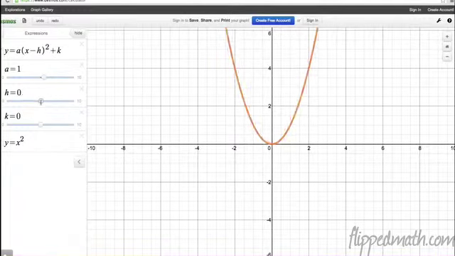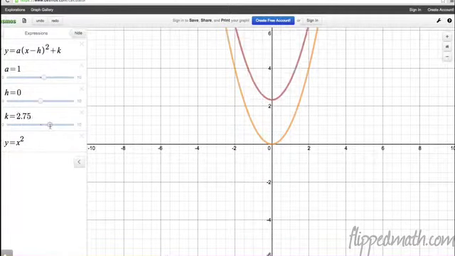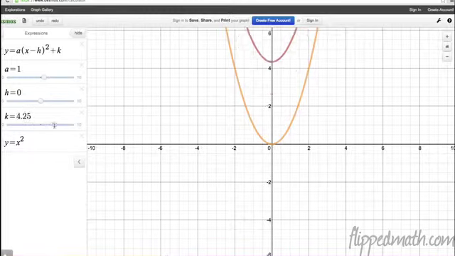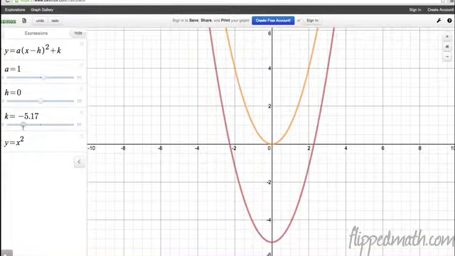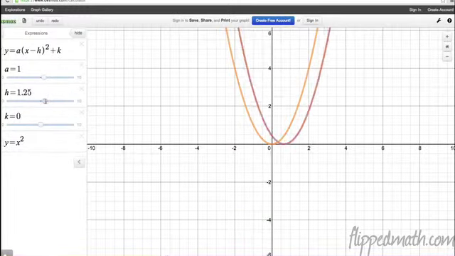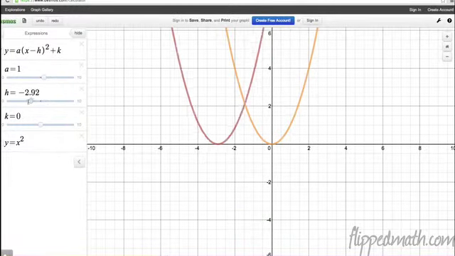Let's see what we have with k. What does the k do? When I slide the k positive, it goes straight up. You see, I'm just translating that function. I'm just moving the function straight up. Nothing has changed about that parabola except for where the vertex is. Right now, the vertex, instead of being at 0, 0, is at 0, 2. I can make it higher, I can make it go lower. So right now we know that if I move the h, it moves the vertex left and right.